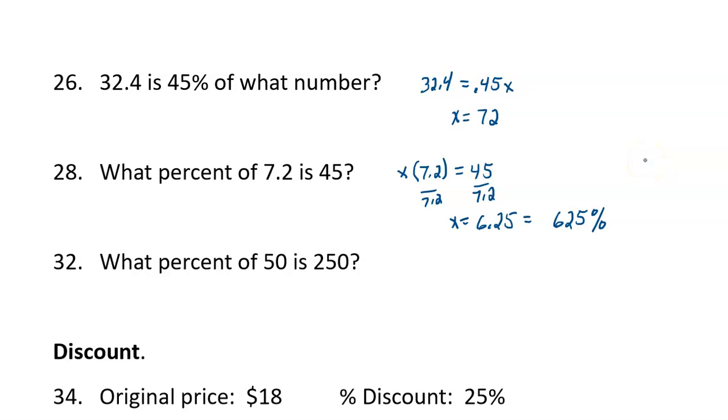Number 32, what percent of 50 is 250? So what percent? We don't know. Of 50 means multiply by 50, and then is 250. Divide both sides by 50 to get x alone. And the result is 5. But the answer is not 5%. The answer is 500%. To change a decimal number into its percent form, you multiply by 100. To multiply 5 by 100, you move the decimal point 2 positions to the right, filling in with zeros.